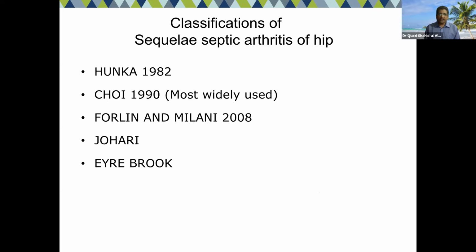A lot of classification systems are there for the sequelae of septic arthritis. Among them, the Hunka, Choi, Forlin and Milani, Johari, and Eyre-Brook classifications are most common. But the Choi classification is most widely used. So we are going to look into that classification only right now.